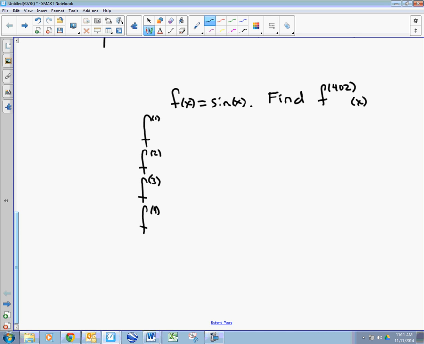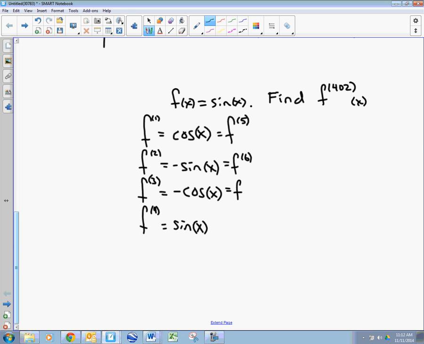What is the first derivative of sine of x? What's the second derivative? Third? A cosine? Fourth? Sine of x. So the fourth derivative gave us the original function. If we take the fifth derivative, it would be what? Cosine, which is the same as the first. So this is the fifth derivative. So this will be the sixth. This will be the seventh. This will be the eighth.